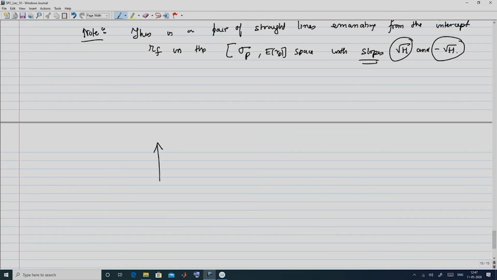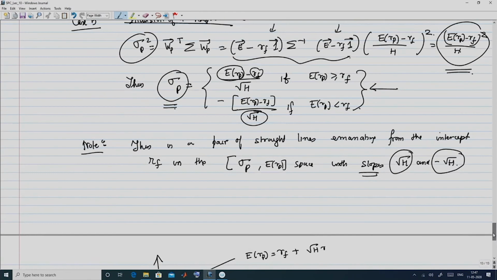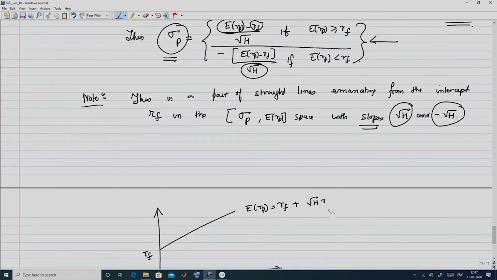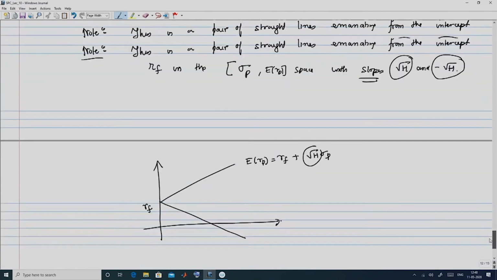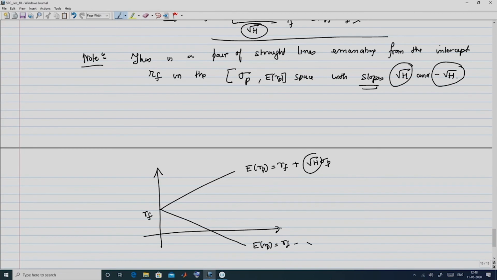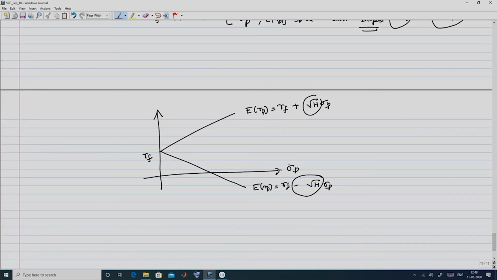So, graphically this looks something like this. It emanates from RF, and the equation is ERP is equal to RF plus square root of H sigma p. So, it is this expression rewritten. This is the positive slope, and for the other one, this expression here can be rewritten as ERP is equal to RF minus square root of H sigma p, and remember this is the negative slope, because H is positive, and this is in the sigma p ERP plane. So, this is the efficient frontier with the risk free asset.